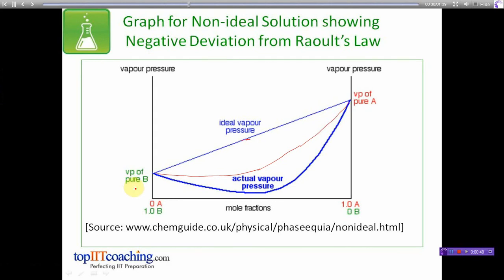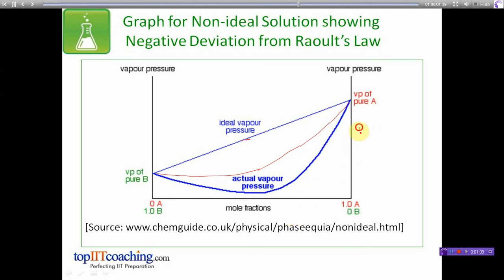Now why is the observed vapor pressure lower than the ideal vapor pressure? It is because the intermolecular forces between the molecules of A and B are stronger in the solution as compared to those in their pure states. The intermolecular bonds will break with more difficulty in the mixture as compared to the pure liquids A and B. So the change in enthalpy observed on mixing the two will be exothermic, that is, heat will be released.